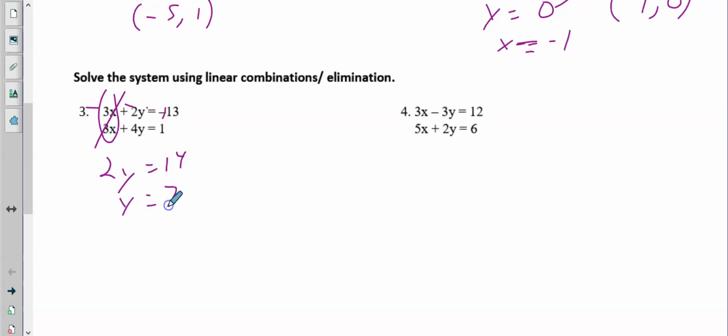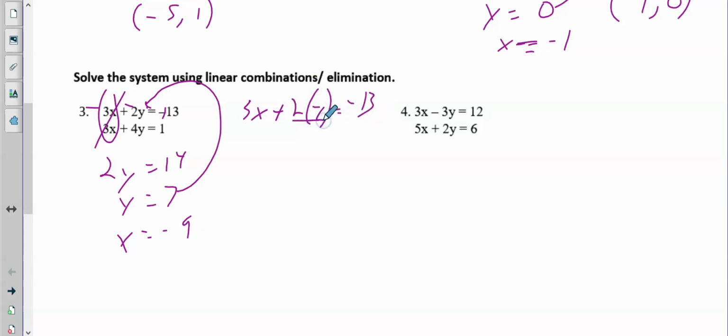Divide by 2, 7. When I plug that back in, I can plug it in back to either one. Doesn't matter. 2 times 7 is 14. Okay. When I subtract that, I'll have negative 27. Divide by 3. X is negative 9. Again, if you need to see that, that's 3x plus 2 times 7 equals negative 13. This is 14. When I subtract 14 from both sides, that's going to give me negative 27. Divide by 3, I get negative 9.